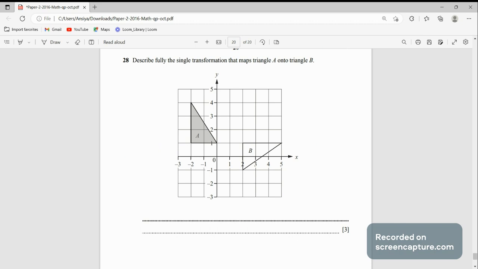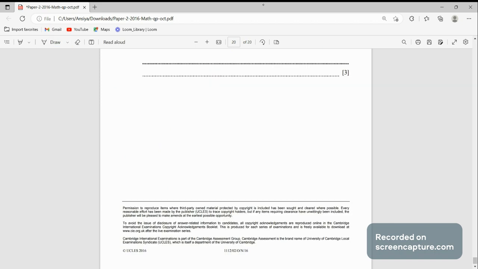Question 28. Describe fully the single transformation that maps triangle A onto triangle B. Okay, now transformations are of four types. It is a 3 marks question, and this is an important topic in most of the question papers. So listen to this. Transformations are of four types. The first one is rotation. A picture is rotating. If it is a rotation, you need to mention what's the angle, either 90-degree rotation or 180-degree rotation or 270-degree rotation, like that. We should mention the rotation.